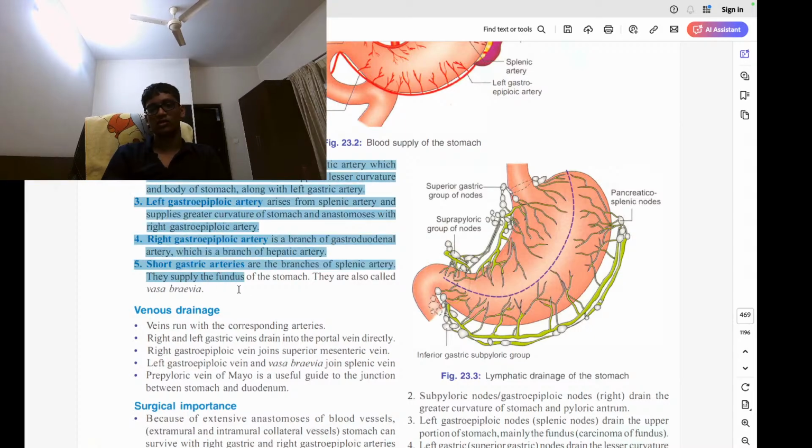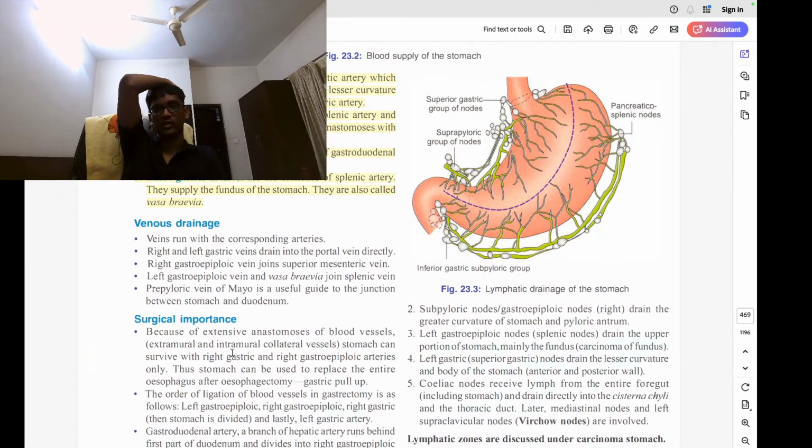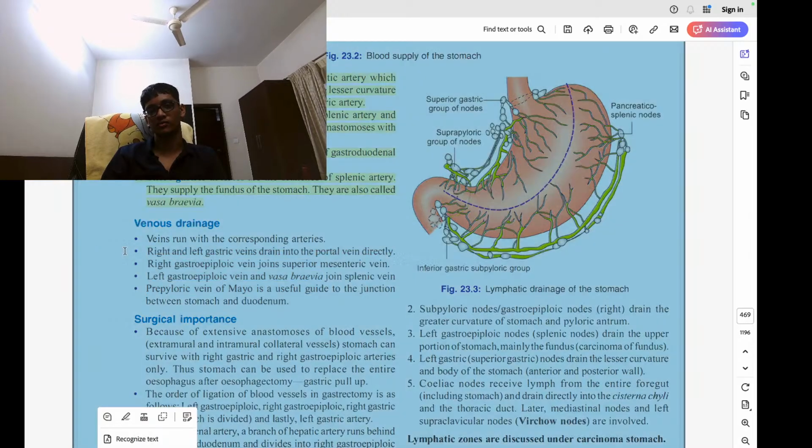Venous drainage runs with the corresponding arteries. The right and left gastric veins drain into the portal vein directly. The right gastroepiploic vein joins the superior mesenteric vein. The left gastroepiploic vein and vasa brevia join the splenic vein. The pyloric vein of Mayo is a usual guide to the junction between stomach and duodenum.